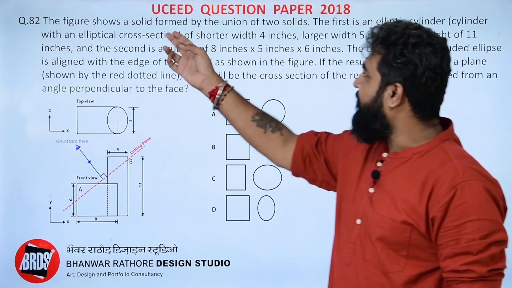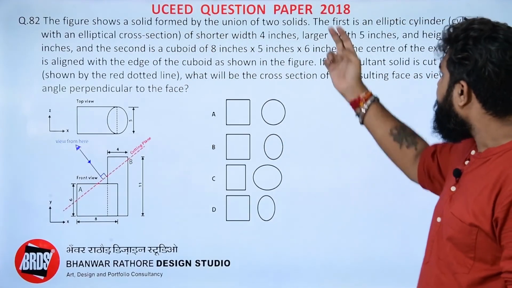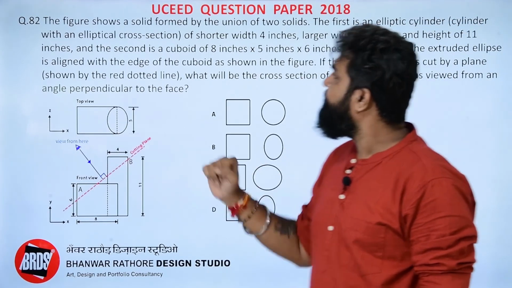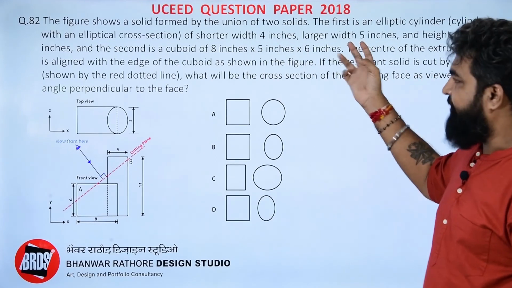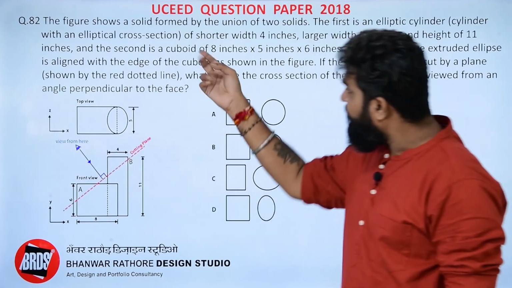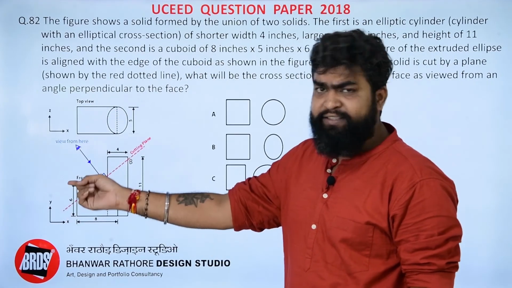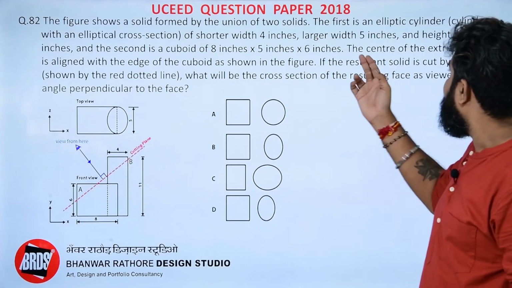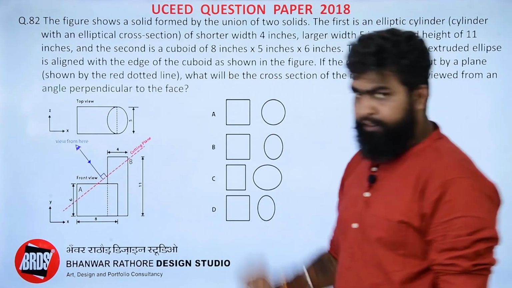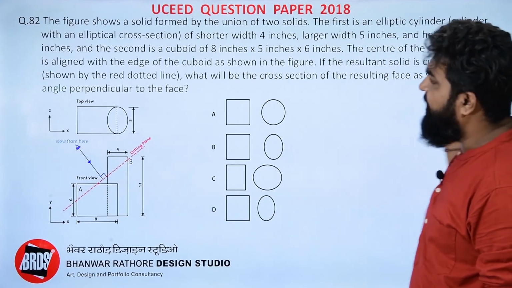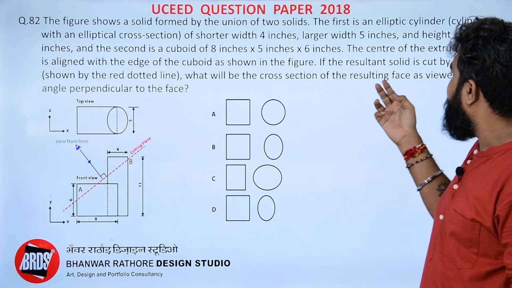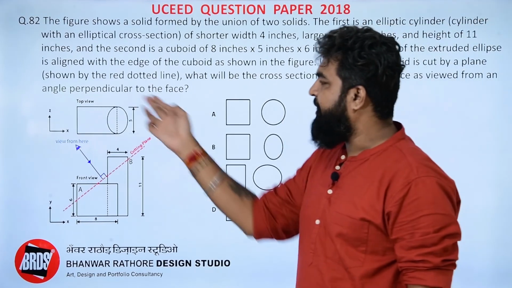The figure shows a solid formed by the union of two solids. The first is an elliptic cylinder, basically a cylinder with an elliptical cross section of shorter width 4 inches, larger width 5 inches and height of 11 inches. And the second is a cuboid of 8 inches by 6 inches by 5 inches in width. The center of the extruded ellipse is aligned with the edge of the cuboid as shown in the figure. If the resultant solid is cut by a plane shown by the red dotted line, what will be the cross section of the resulting face viewed from an angle perpendicular to the face?